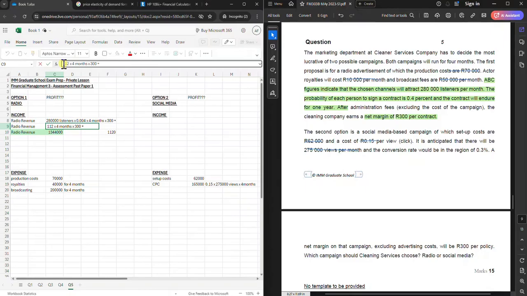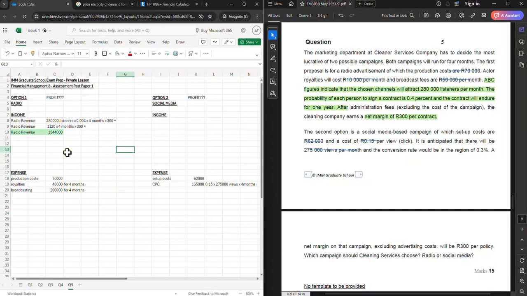So 1,120 of the 280,000 listeners signed a contract in 1 month. Remember, it comes back to interpretation. When I read this, a marketing department is basically looking at two options. Are we going to spend money on radio, or on social media? If we spend on radio, we can't spend on social media, so we need to pick between the two. Does it make sense? Yeah, agreed. I just wanted to know how.